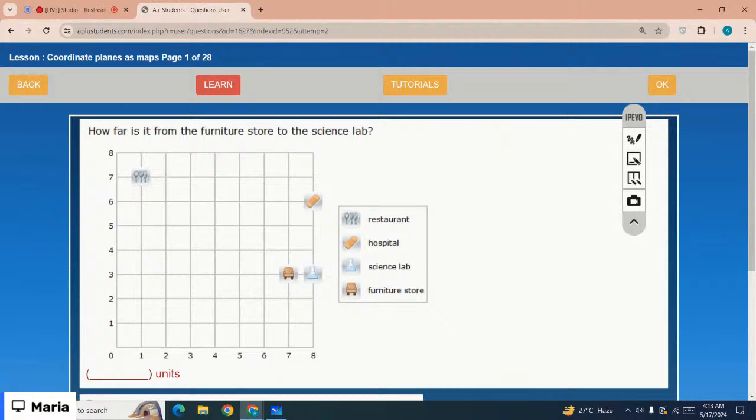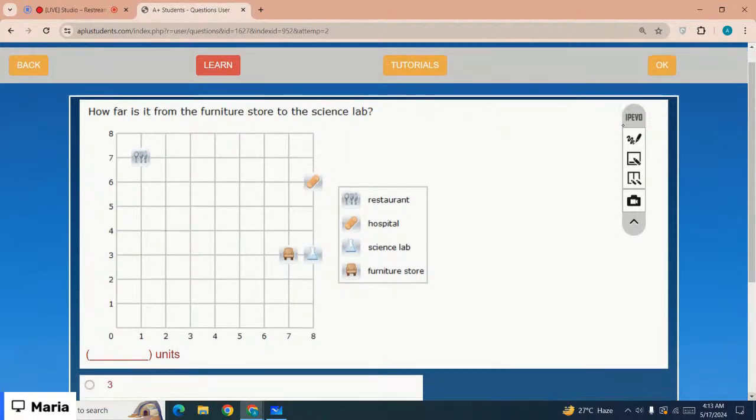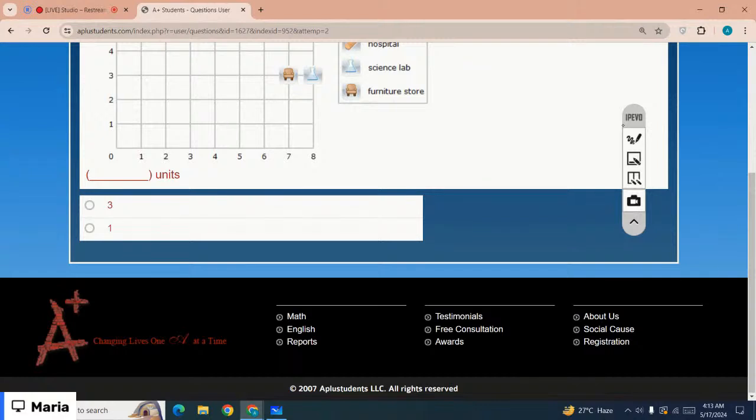How far is it from the furniture store to the science lab? That's the one we just did, right? Here is the furniture store, here is the science lab. The distance is just 1 unit.